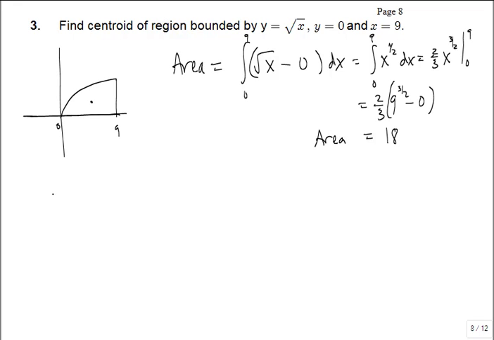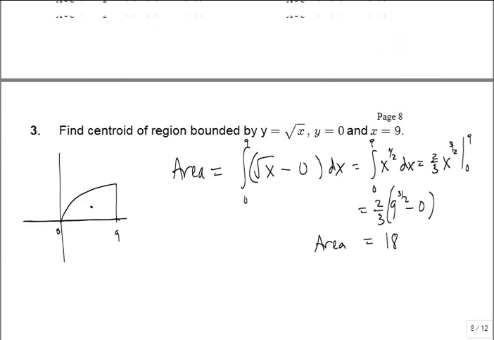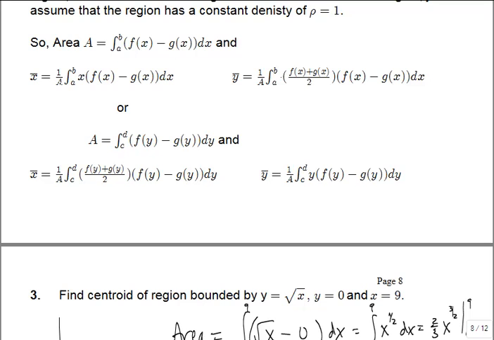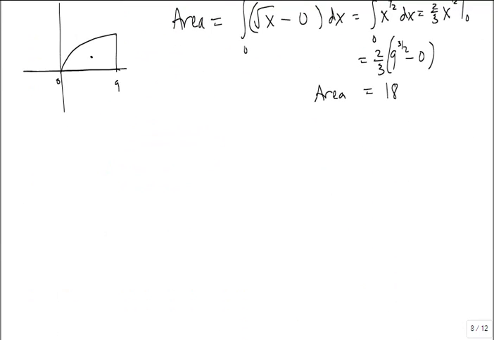So now what we're going to do, once we've found that area, remember our formula up here, that's this A, we need to find x bar and y bar by finding these integrals here. So we're going to find our moment about x and our moment about y. And when I divide both of these by A, that's going to give me my x bar and my y bar.